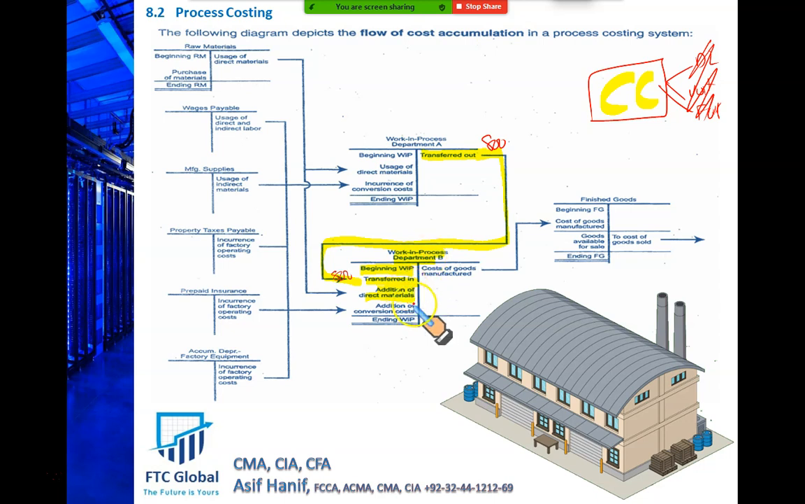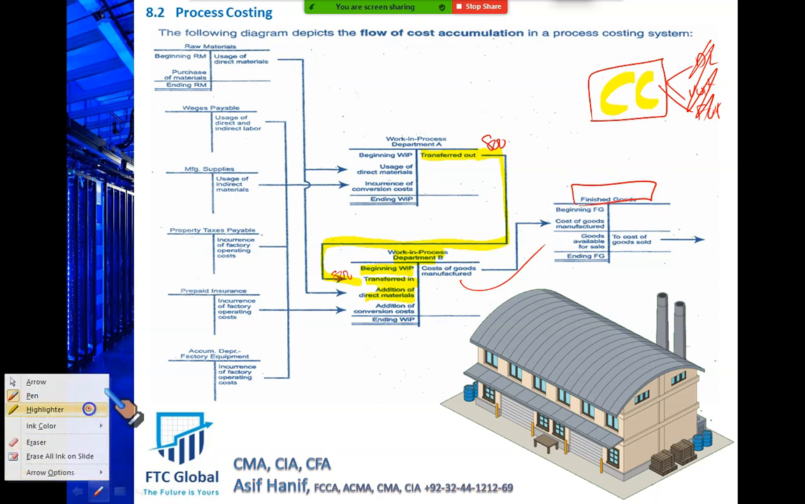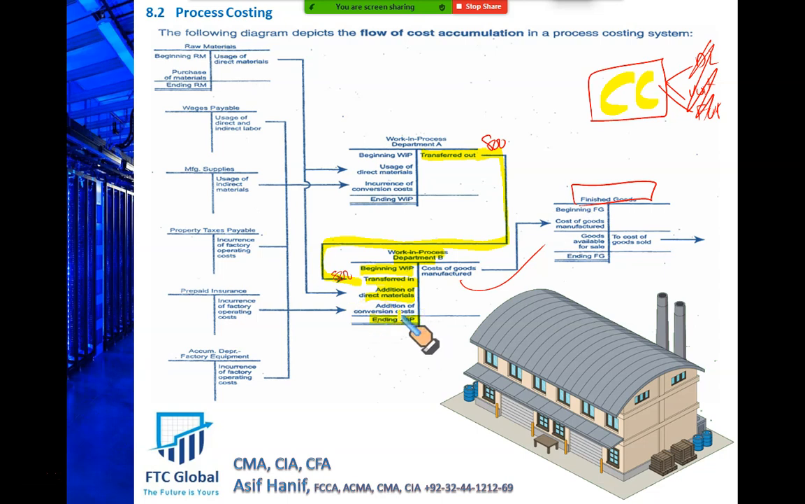Once the goods are completed in this department, the completed goods are transferred to finished goods inventory, and the items that are not completed are shown in the ending work in process. Issue is still the same. How do we value these goods that have been transferred out? Let's say they are 980 units. These are just assumed numbers. How to value these 980 units?